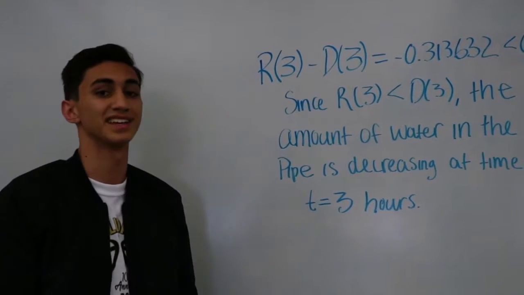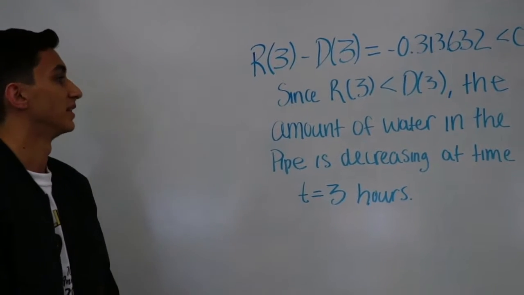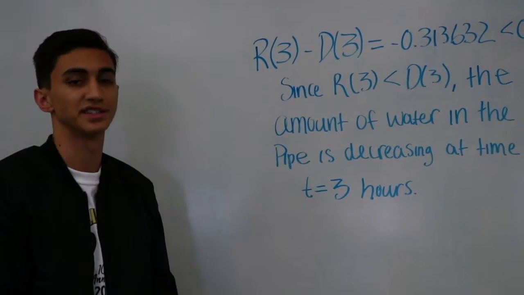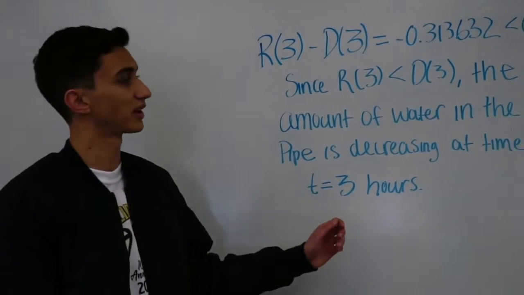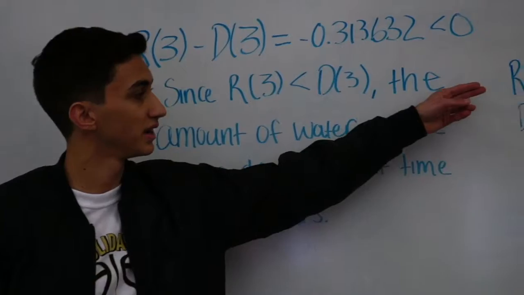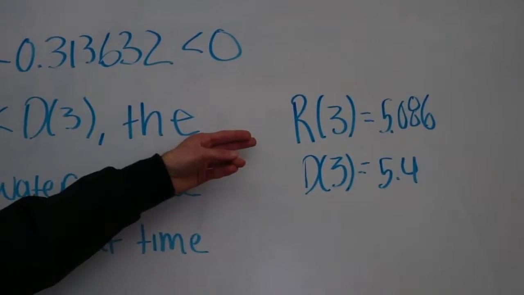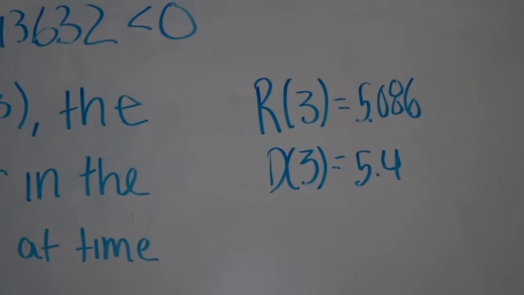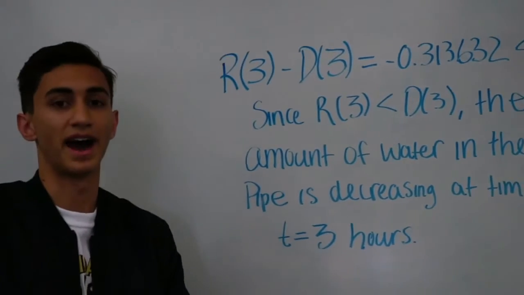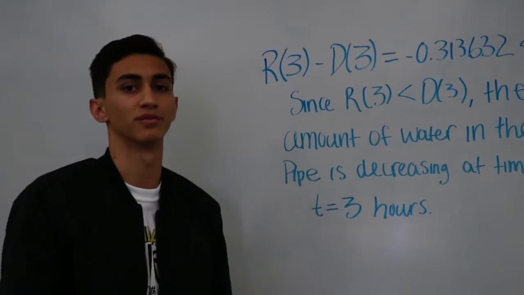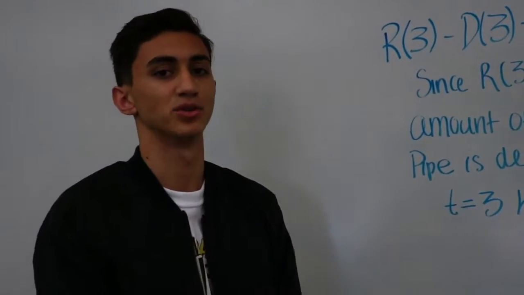Now, since this value is less than 0, we can conclude that the amount of water in the pipe is decreasing at time t equals 3 hours. Another way to look at it is after finding r of 3 and d of 3, we see that d of 3 is larger than r of 3, so therefore more water is being drained out than is flowing in. So therefore, the amount of water is decreasing at time t equals 3 hours.